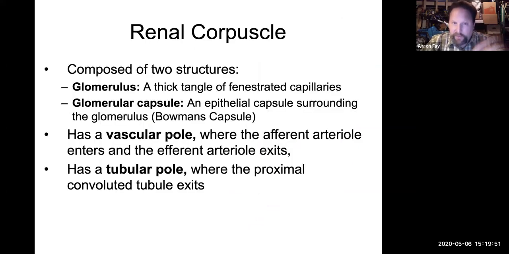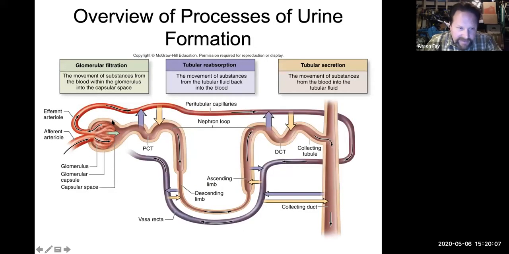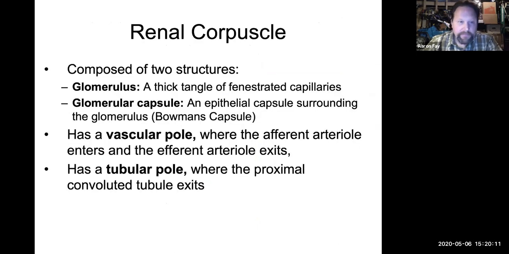So now we're going to go through the structures in the renal corpuscle. The renal corpuscle is made of a glomerulus, a tangled net of fenestrated capillaries. Remember, they leak fluid very, very well. Surrounding that is the glomerular capsule. The old name for this is Bowman's capsule.